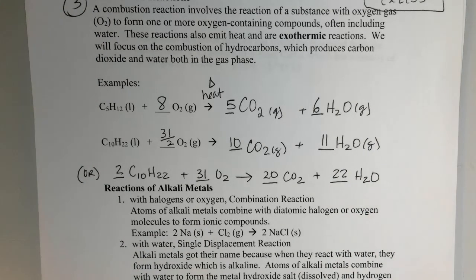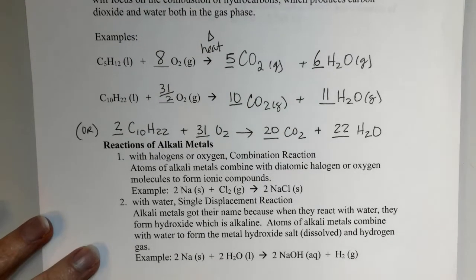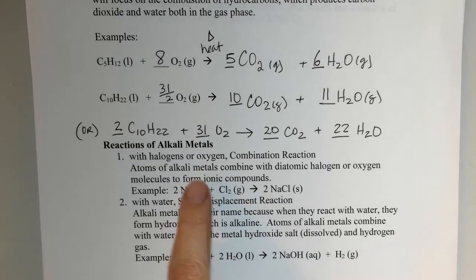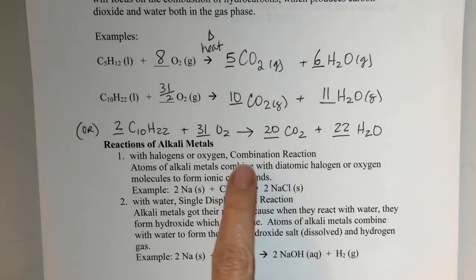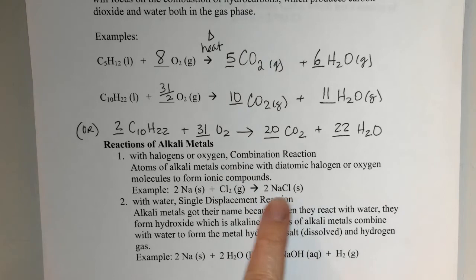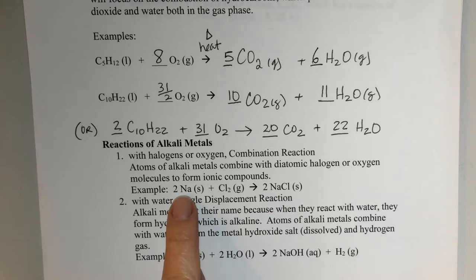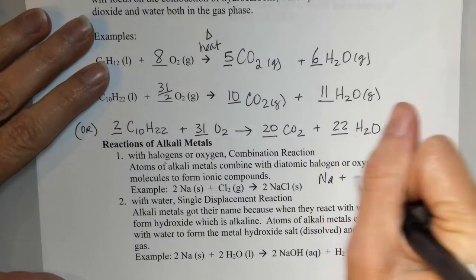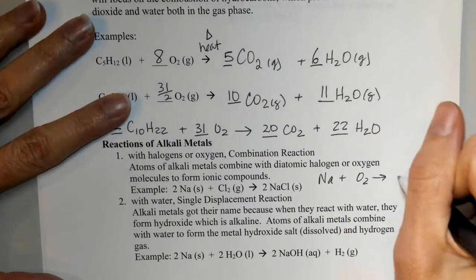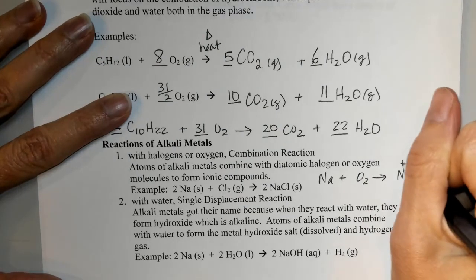So combustion reactions always make CO2 and H2O. Now the next section in the textbook talks about reactions with alkali metals like sodium, potassium, and lithium. When we combine them with halogens like fluorine, chlorine, bromine, or with oxygen, they're called combination reactions, and they always form an ionic compound. And that ionic compound is based on the charges. So sodium with chlorine makes sodium chloride, NaCl, +1 and -1. If I had sodium plus oxygen, then in this case we're going to make Na2O because sodium's +1, oxygen's -2.